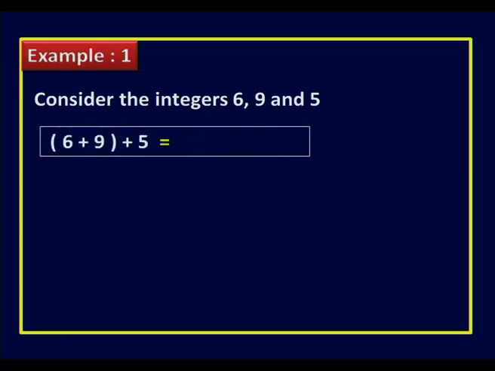Let us take an example here. The first example, consider the integers 6, 9 and 5. So, I am taking here three integers 6, 9 and 5. Let us add these integers as shown. First I am taking 6 plus 9 in bracket, that means what? First I am going to add these two integers 6 and 9, and with these two the next one. So, what do you get, children? Yes, 6 plus 9 is 15, plus 5. When I add these two again, I will get 20.